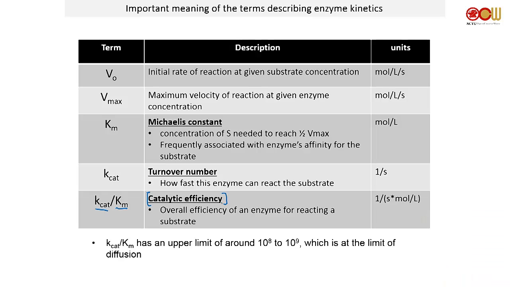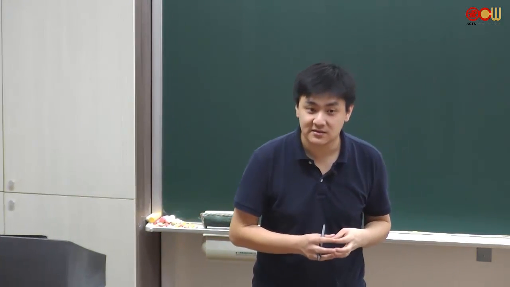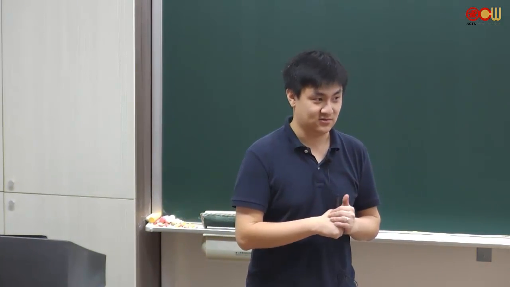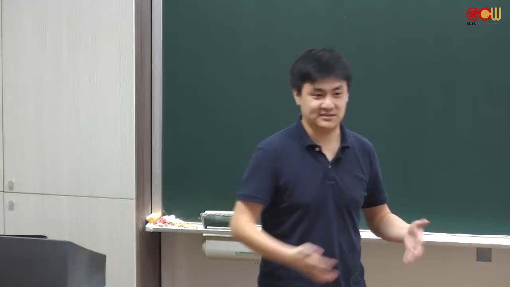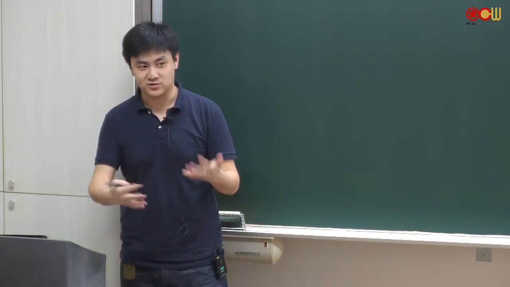Now, kcat over Km has an approximate upper limit around 10 to the 8th to 10 to the 9th power. Why is that? Because that's the limit of diffusion. Once your enzyme goes beyond that, the initial rate and rate-limiting assumption doesn't hold anymore. That means that the enzyme itself is not limiting, the diffusion is. So your enzyme cannot do anything else. It just can't. You're limited by diffusion. Do you guys understand what I'm trying to say?